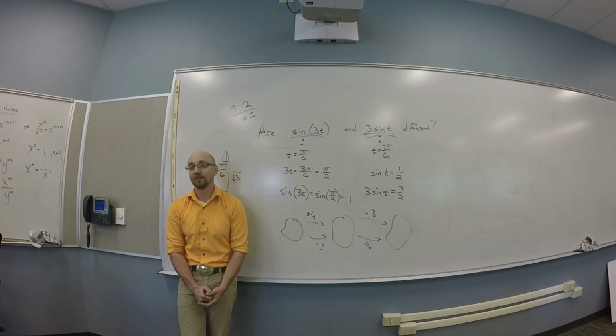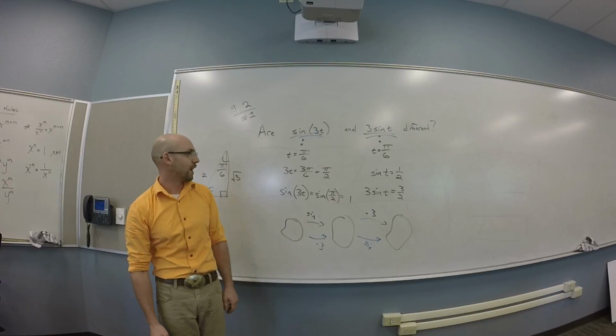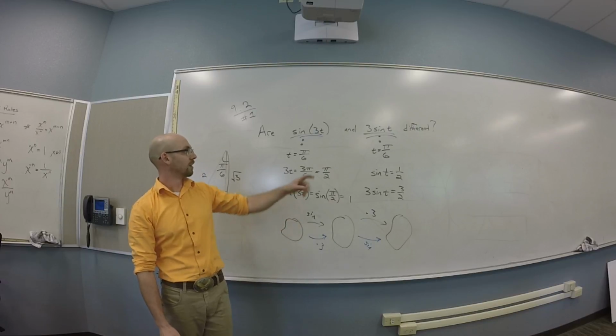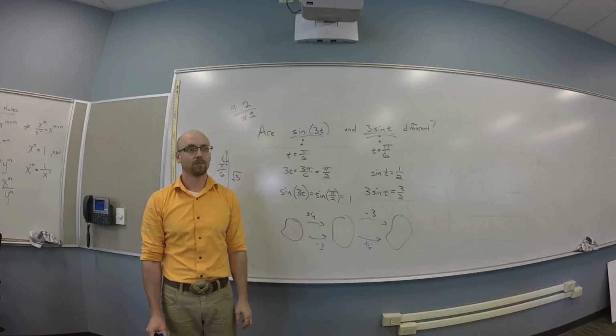Cool. The graphs approach is perfect. I think all they wanted for this one was for us to try a value, and so I would say pi over 6 is perfect. Cool. Questions?